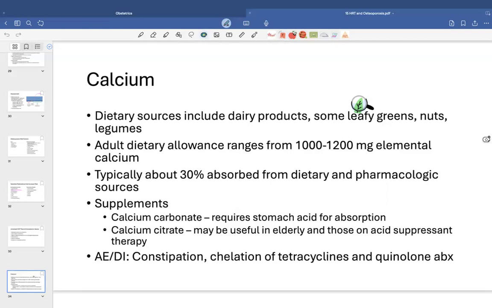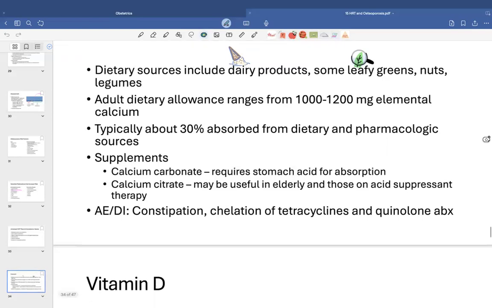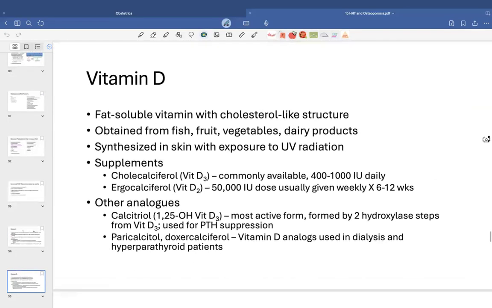And then vitamin D is the fat-soluble vitamin. It actually has a familiar cholesterol structure with 4 rings. It's obtained from fish, fruit, vegetables, and dairy. And of course, then you get it from sunlight exposure. The supplements typically are in the form of calcium, vitamin D3 and vitamin D2. Cholecalciferol or vitamin D3 is intended really for daily use at around 400 to 1,000. I've seen up to 2,000 units a day for cholecalciferol.